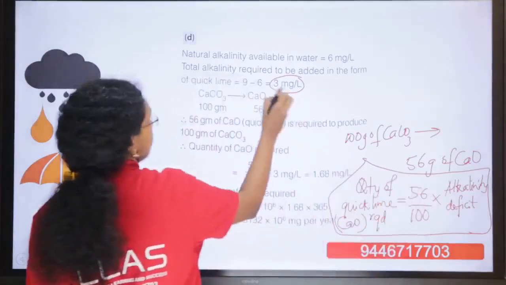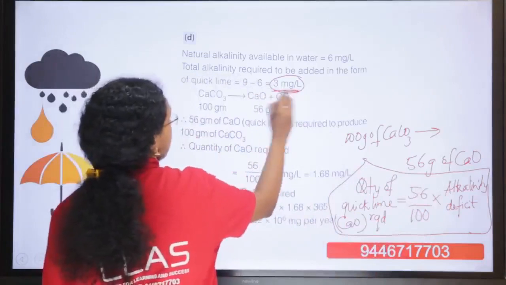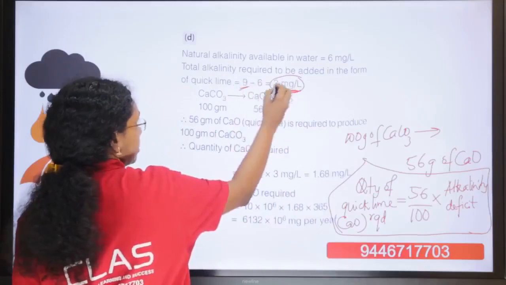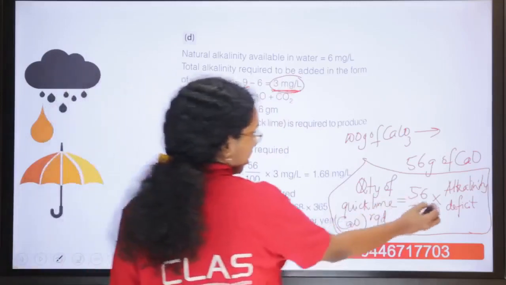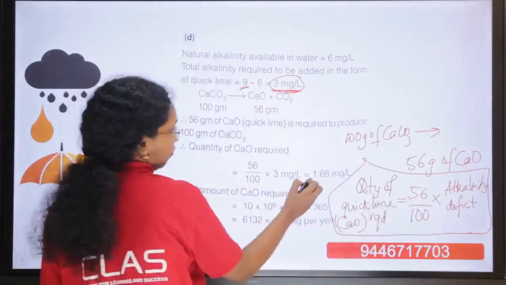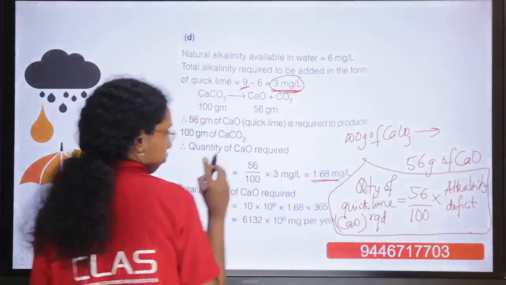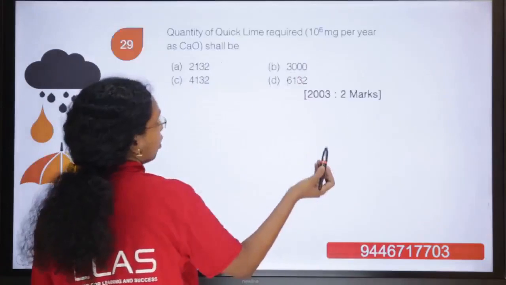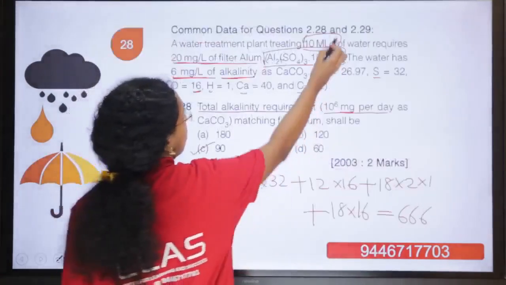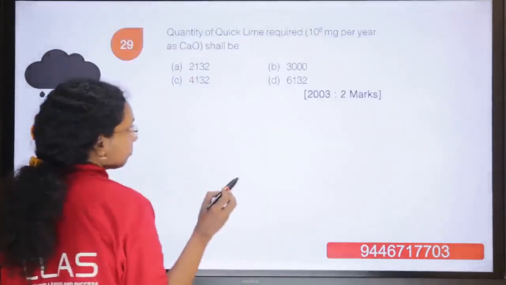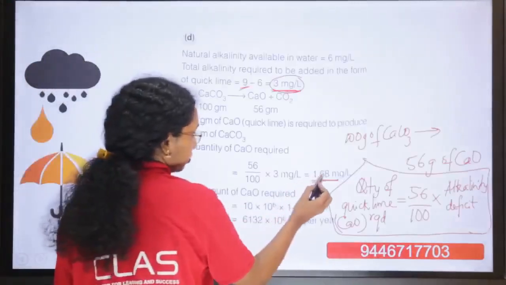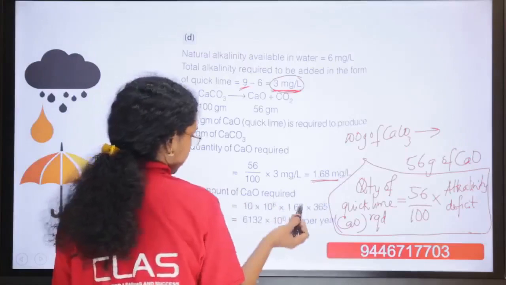Here the alkalinity deficit, that is the extra alkalinity that has to be added in order to bring the value to 9, is 3. So 56 by 100 into 3. That will give you 1.68. That is for 1 liter of water, it's 1.68. So for the total, how much? 10 MLD. For 10 MLD, we have to find 1.68 into 10 MLD.